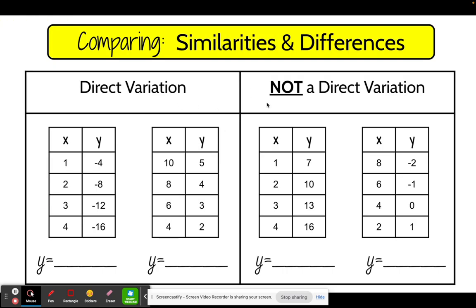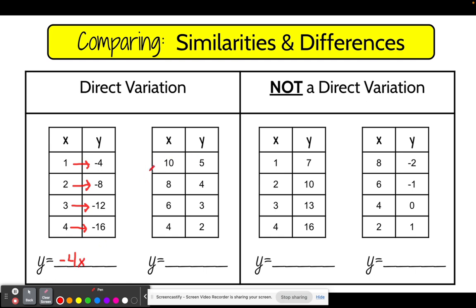So here we're going to show some similarities and differences between direct variations and not direct variations. If I look across this table, I should be able to see what I am multiplying x by to get to y. And in each one of these, I am multiplying by -4. And I could see that because this is -4 over 1, -8 over 2. Those are all equal to -4. So that is my slope, or my k in this equation, and x.